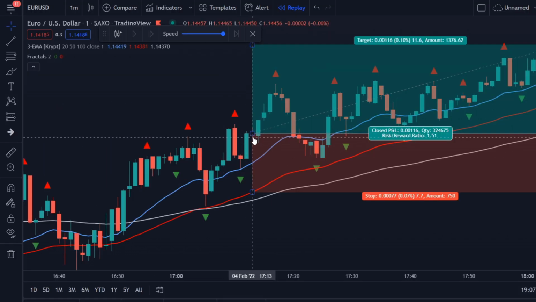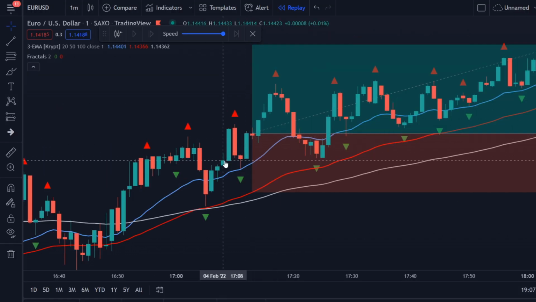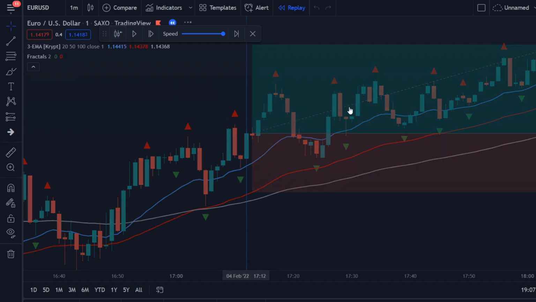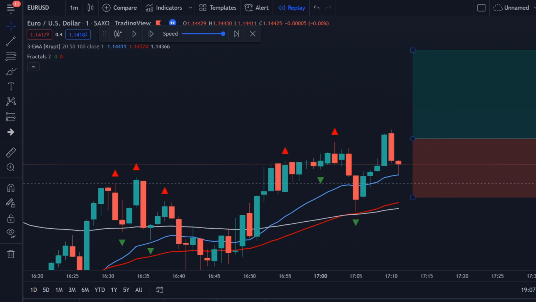This is a great example of a buy trade. Again, we're looking for a situation where the 20 is above the 50 and the 100. Now we're only looking for buy opportunities. We wait for the green fractals to appear. Let me go back in time and show you the scenario, how it would have turned out.